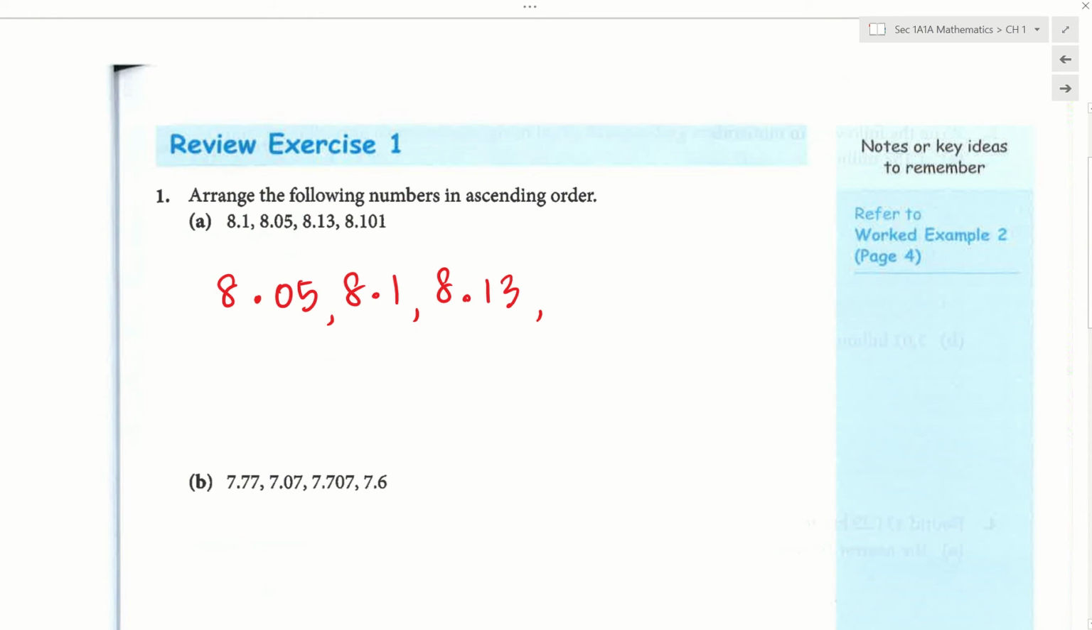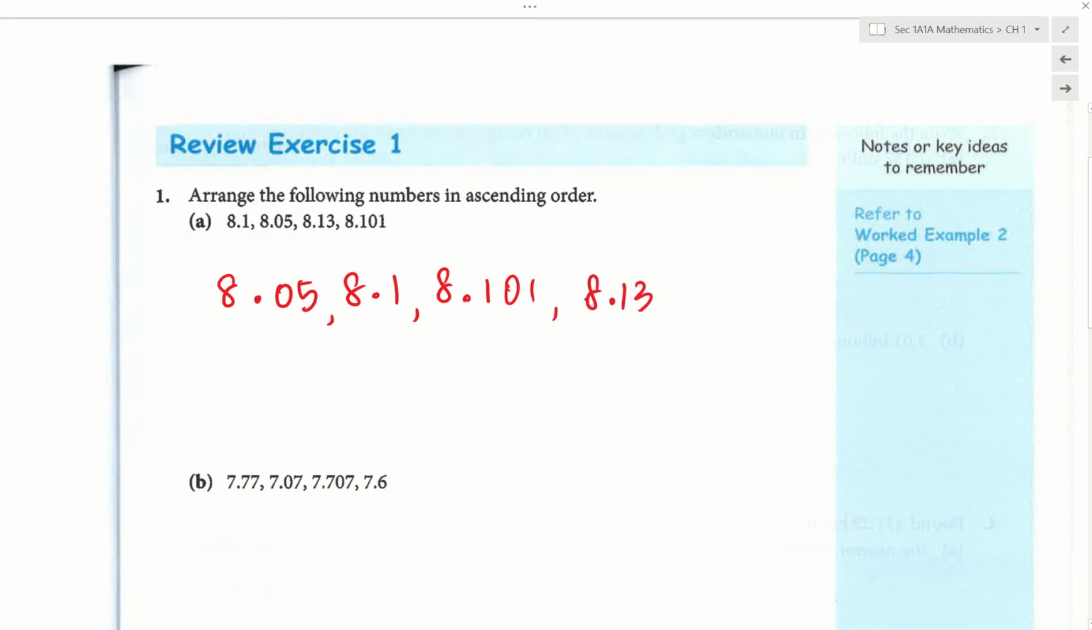You only have 4, 1, 2, 3 numbers. There are 4 numbers here. Which one is missing? Yeah, so where is 8.101? .101, then 8.13. Okay, sit down.